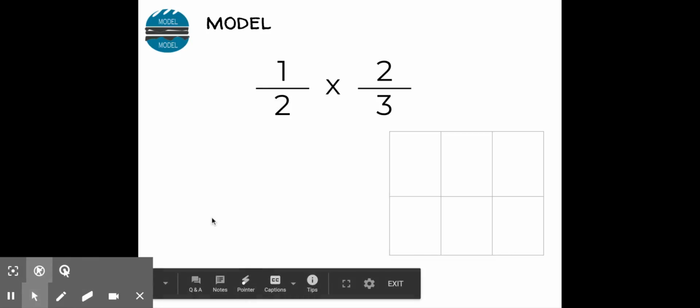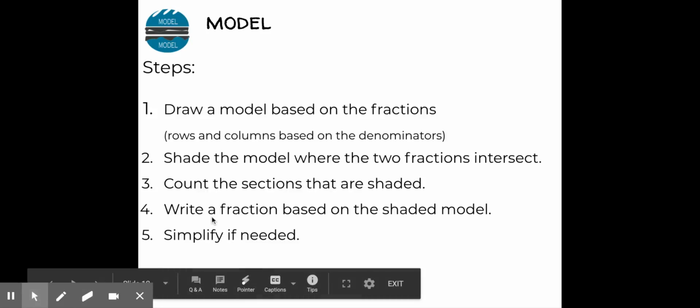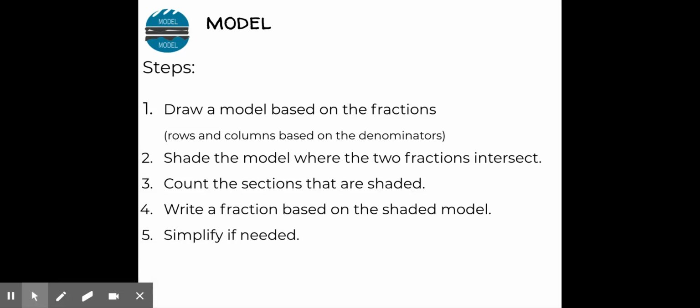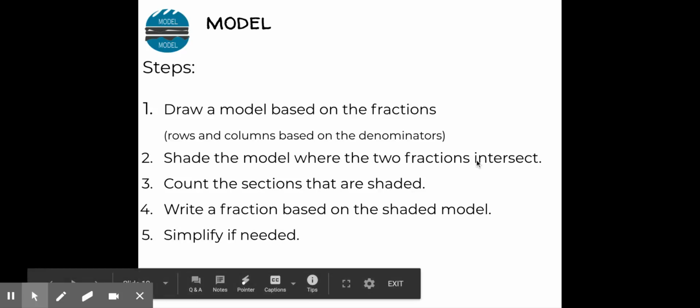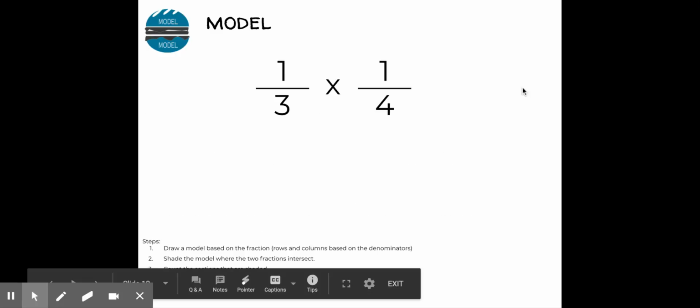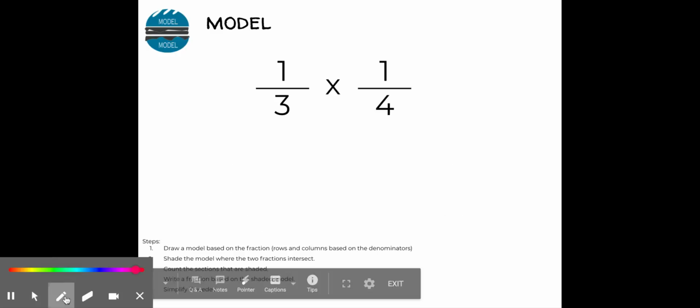Let me go over the steps, and then I'll show you one more example. So we're going to draw a model based on the fractions. Rows and columns are based on the denominators. We'll shade the model where the two fractions intersect, and we'll count the sections that are shaded. We'll write a fraction based on the shaded model, and we'll simplify as needed. So let's try another one.